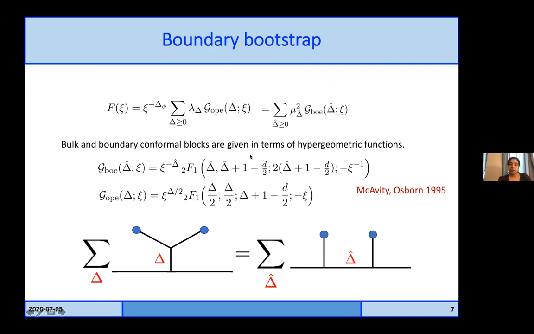Now the bulk and boundary conformal blocks are known in terms of hypergeometric functions due to these authors. And this is known in any dimension D. And this is how it looks. And this is the pictorial depiction of this equation. So here, this is the bulk channel, and we see that two operators interact via the exchange of a bulk operator of dimension delta. And this is the boundary channel, where the operators interact via the exchange of a boundary operator delta hat.